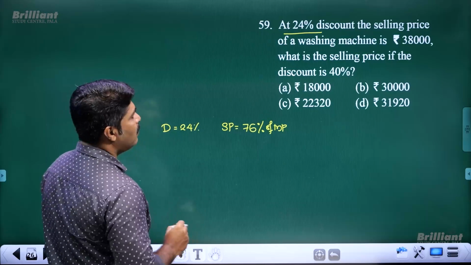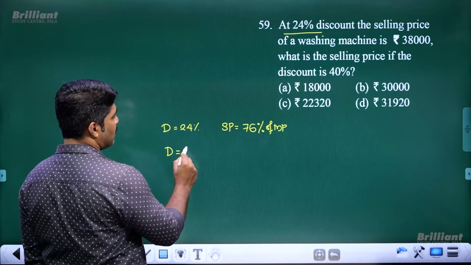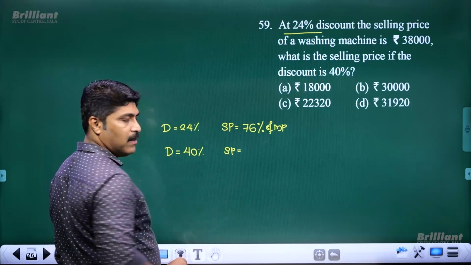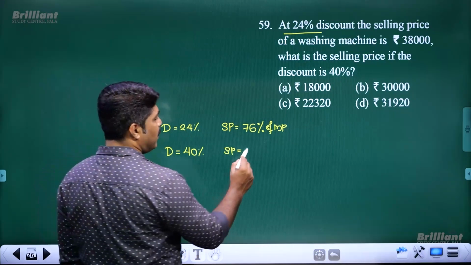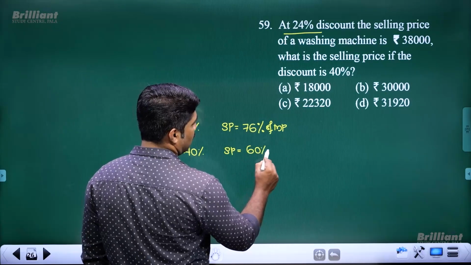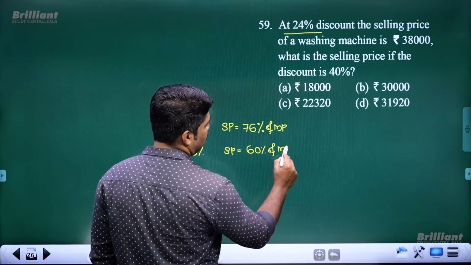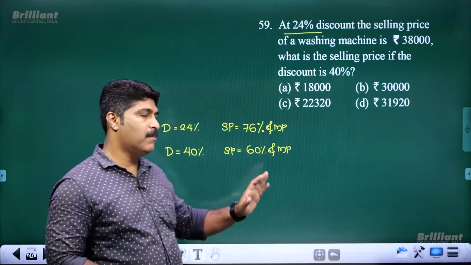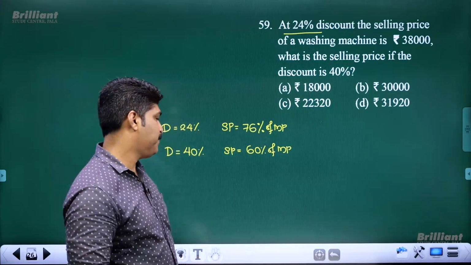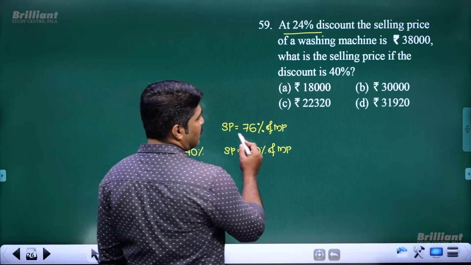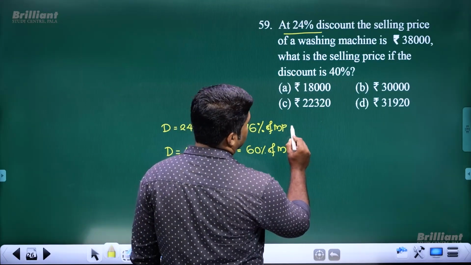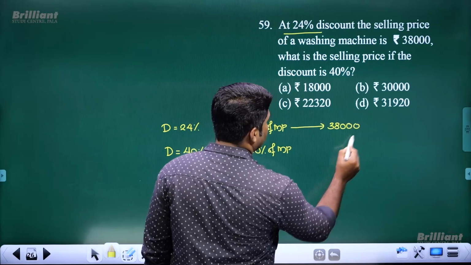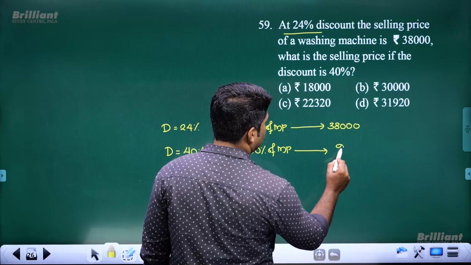And suppose the discount is 40%. If the discount is 40%, now what could be the selling price here? You have to subtract this 40 from 100. So that is 60. So this is 60% of the marked price. Don't forget, always we have to consider the marked price as the base of this operation. So that means 76% of the marked price is representing 38,000. Then what does this 60% represent?